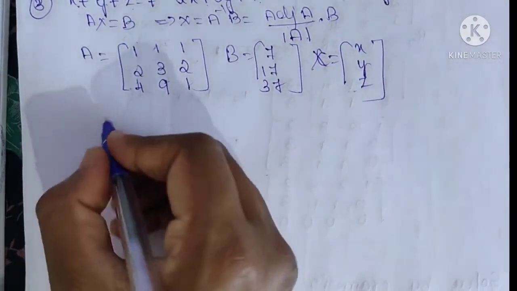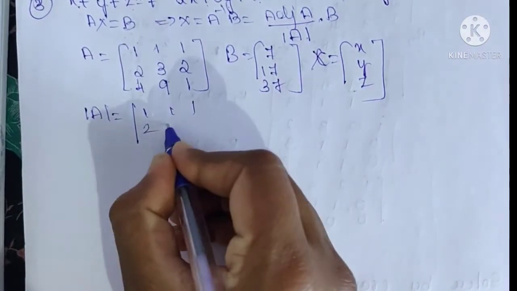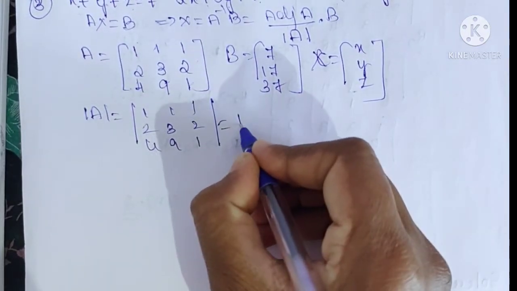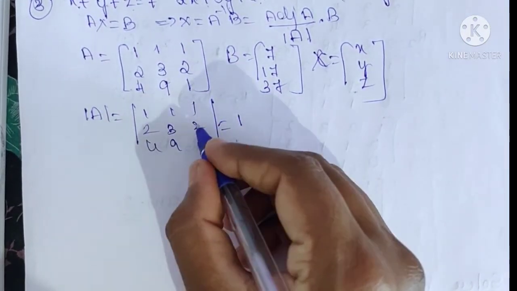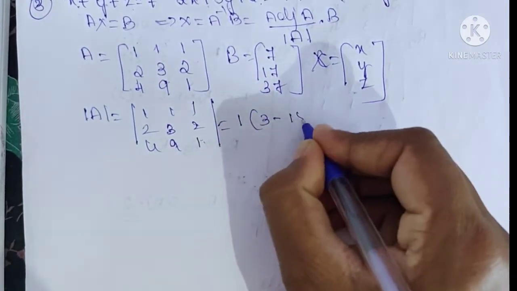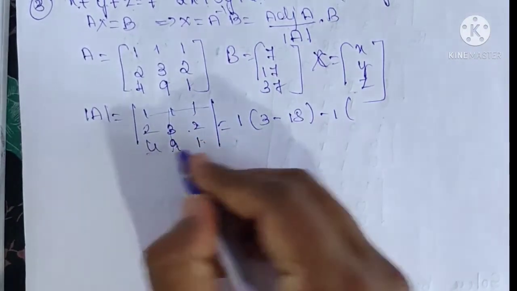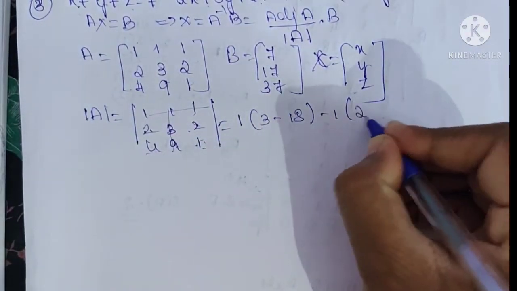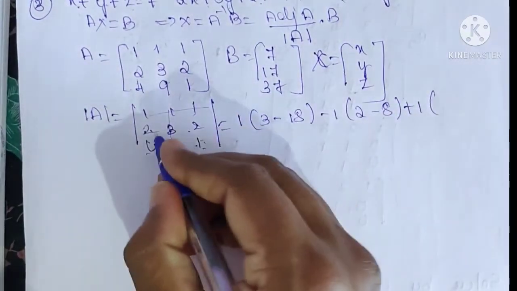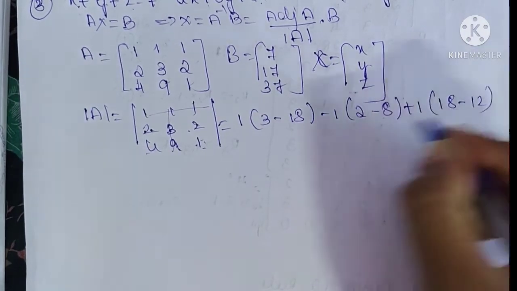Now consider the determinant of A. Determinant of A is 1, 1, 1; 2, 3, 2; 4, 9, 1. 1 into, deleting first row and first column, we get 3, 2, 9, 1: 3 ones are 3, minus 9 twos are 18. Minus 1 into, deleting first row, second column, 2, 2, 4, 1: 2 ones are 2, minus 4 twos are 8. Plus 1 into, deleting first row, third column: 9 twos are 18, minus 4 threes are 12.